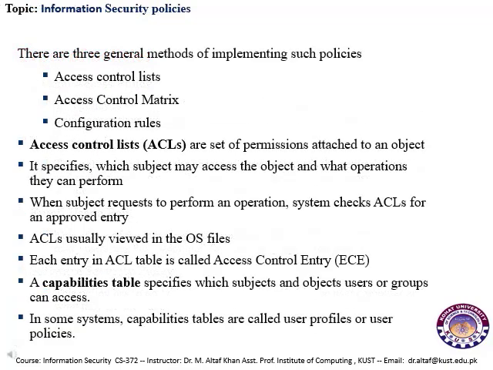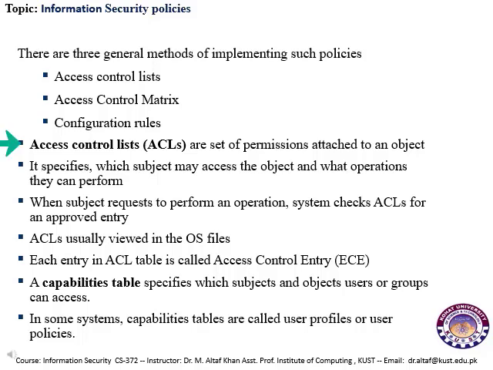There are three general methods which can be used to implement such type of policies. These methods are: access control list, meaning security policies can be implemented through access control list. It can be implemented through access control matrix, or it can be implemented through some rules, configuration rules. Now we will look at these three methods one by one.